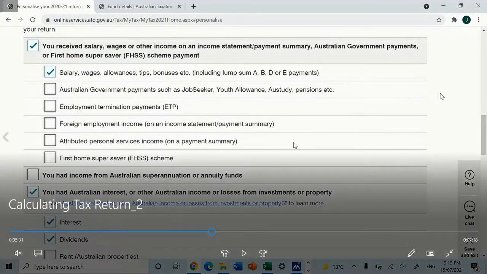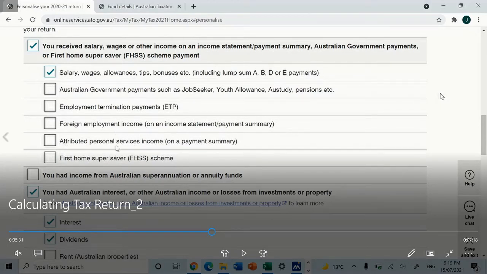As you can see there, I don't have this ticked. I didn't get any JobSeeker. I actually worked during the pandemic. No pensions, no Youth Allowance for me. None of this. Foreign employment income, no. All my income's in Australia.